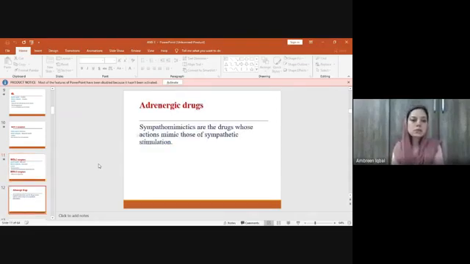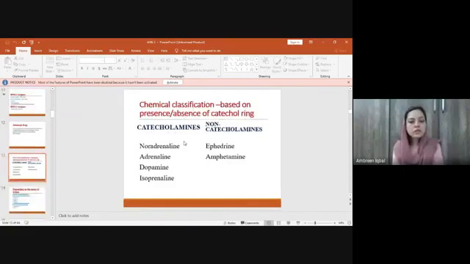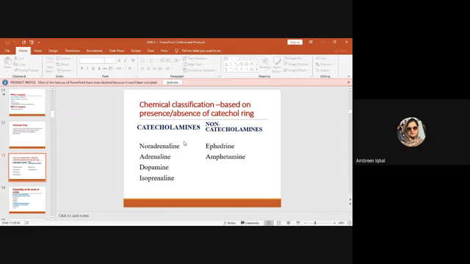Now we come towards the adrenergic drugs. Adrenergic drugs mean the drugs that mimic their actions, those that work like the adrenergic or sympathetic stimulation. We have a few classifications. The first classification is the chemical classification based on the presence and absence of catechol rings. Those who have catechol rings are said to be catecholamines, and those who have absence of the catechol ring are called non-catecholamines.